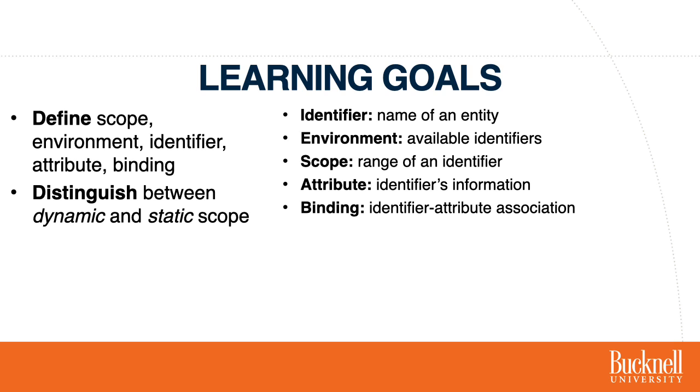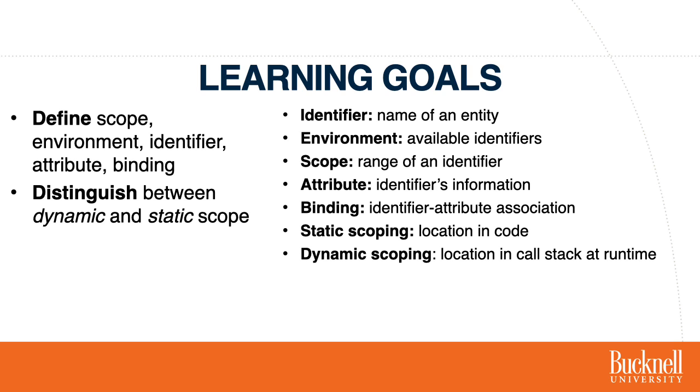To distinguish between dynamic and static scope, static scoping is when you use location in the code to determine which version of a variable to use. Dynamic scoping, on the other hand, is when you use location in the call stack at runtime to determine which version of a variable or identifier to use.